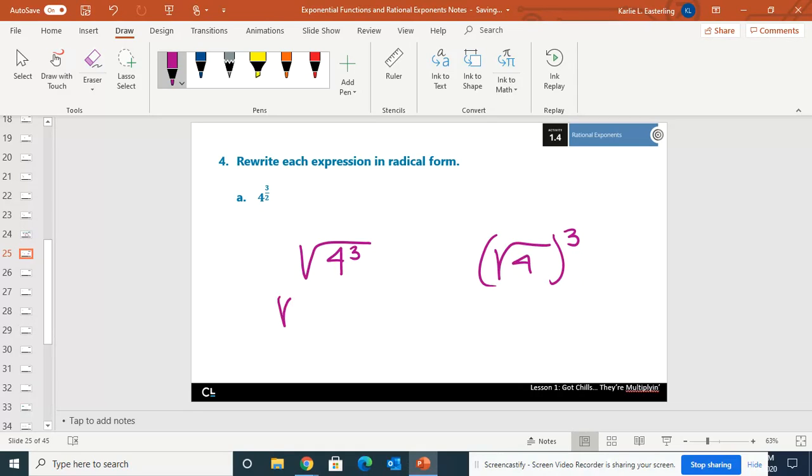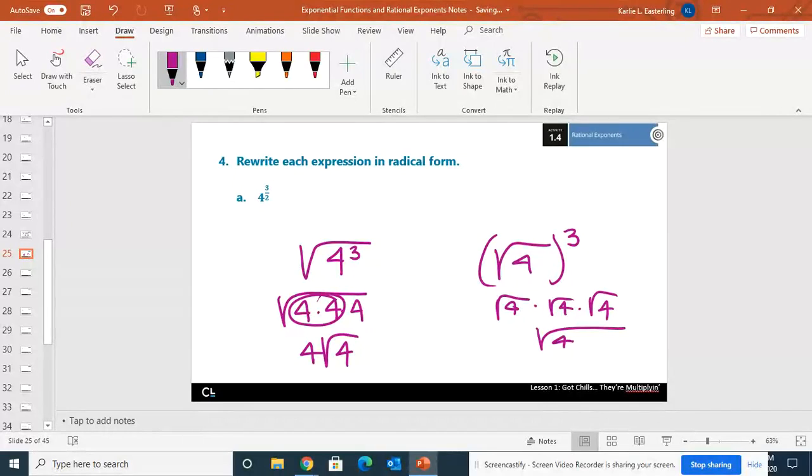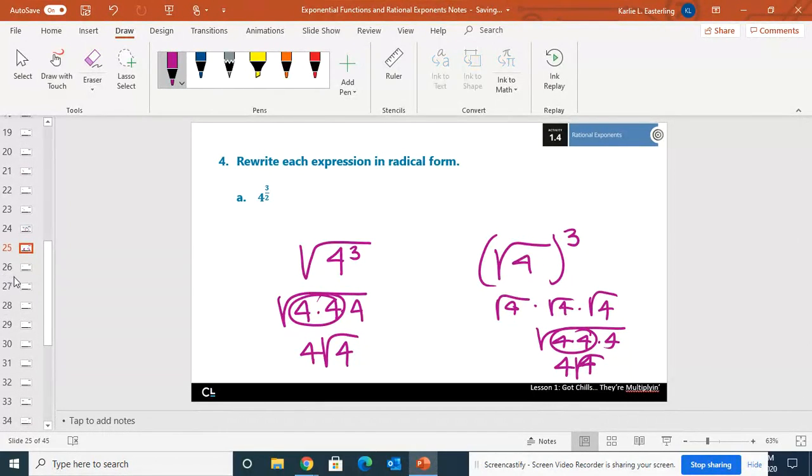The reason you're going to get the same answer is because you're looking at 4 times 4 times 4 here. Pull out a 4, and you're left with a 4. Over here, you're looking at the square root of 4, square root of 4, square root of 4. Again, you can write all those underneath 1. Pull out 1, left with 1. So they end up being the same thing. It's just how you like to go about looking at it. I like looking at it the first way.